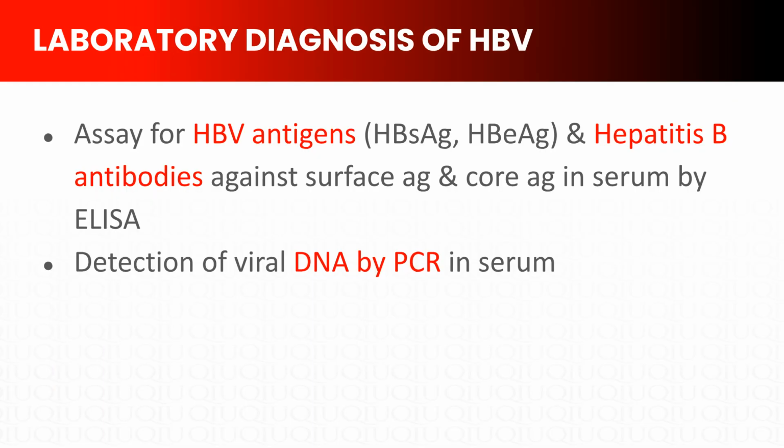How do we diagnose hepatitis B in the laboratory? The primary method is serological testing using ELISA to detect HBV antigens, specifically HBsAg and HBeAg, and antibodies against surface and core antigens in the patient's serum. Additionally, we can detect viral DNA by PCR. This molecular test is particularly useful for monitoring chronic infection, assessing viral load, and determining treatment response. High viral DNA levels indicate active replication. The combination of antigen, antibody, and viral DNA testing gives us a complete picture of infection status, stage, and infectivity.